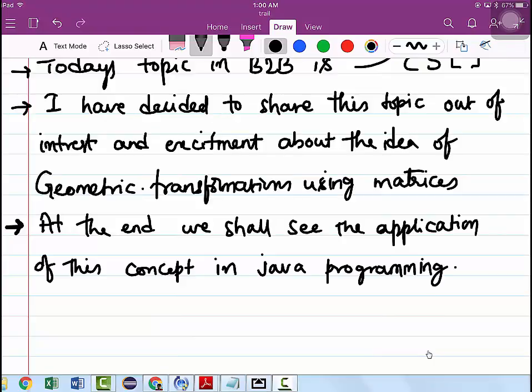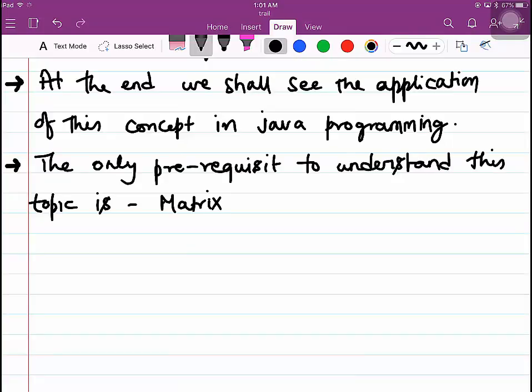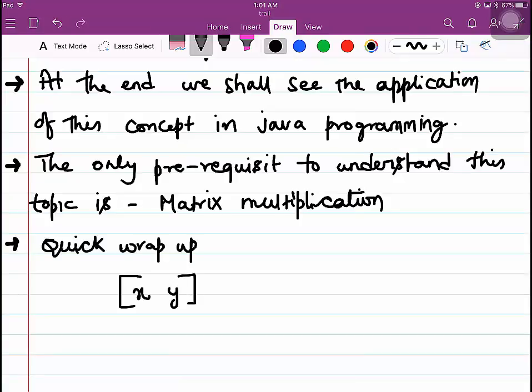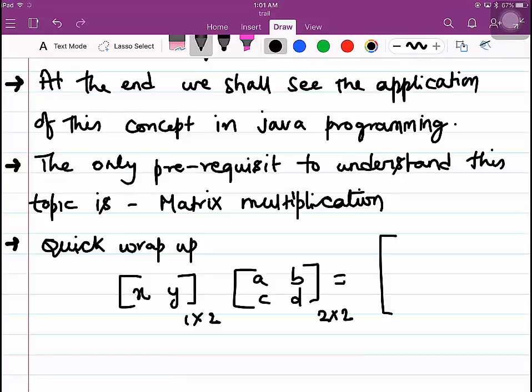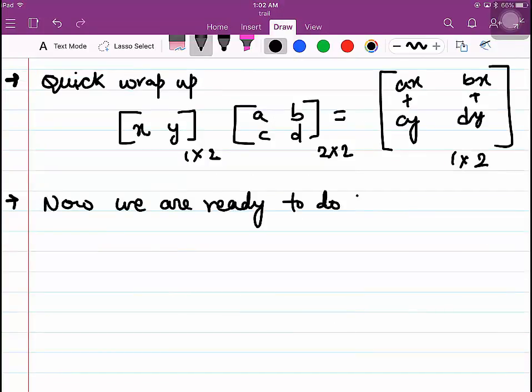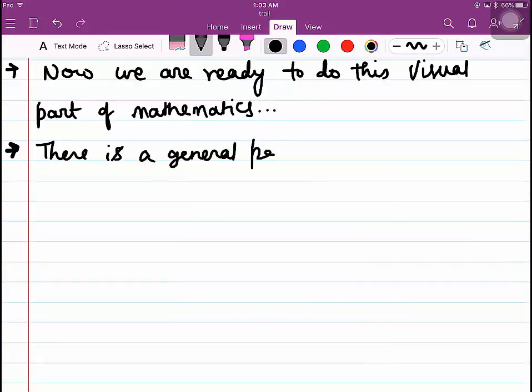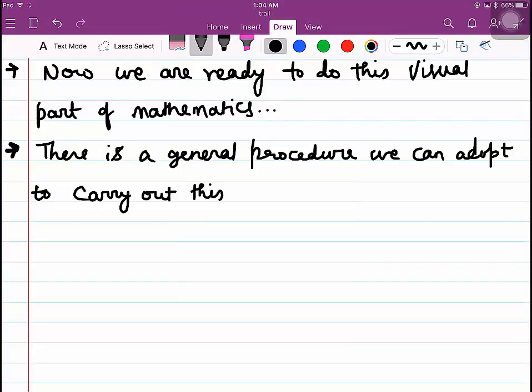The major prerequisite required to understand this concept is matrix multiplication, which I guess is very trivial. However, we shall see that in a quick wrap-up. This is how we are going to multiply the 1 by 2 and 2 by 2 matrix, and this is all that we require. Now we are ready to do this visual part of mathematics, and we can postulate the general procedure in the form of 6 steps. So let us see what those are.